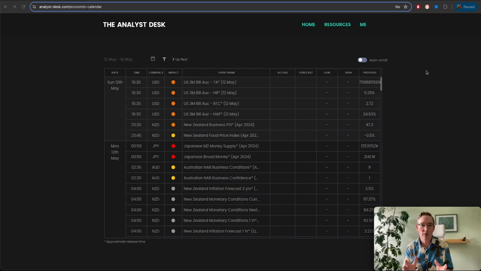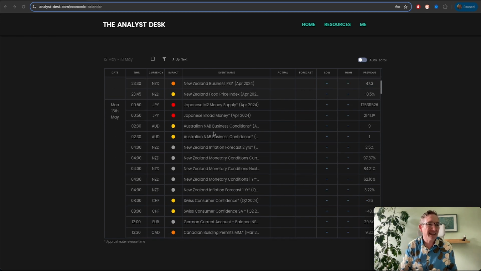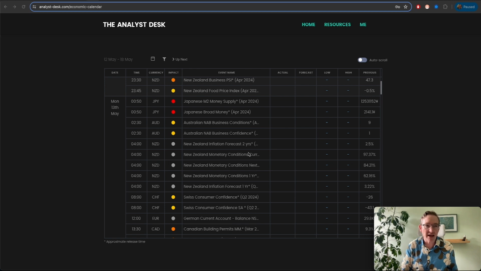So, what do we have for this week? Well, let's take a look at the calendar. First of all, coming up on Monday, there is an interesting data point. It's New Zealand inflation forecast.